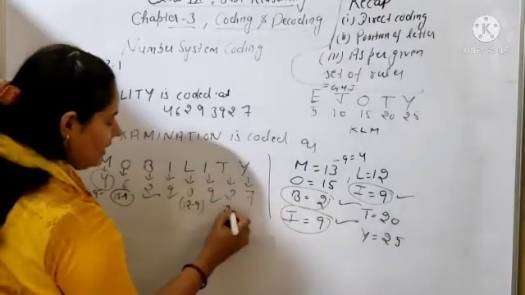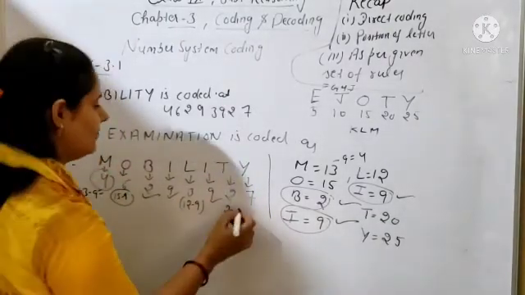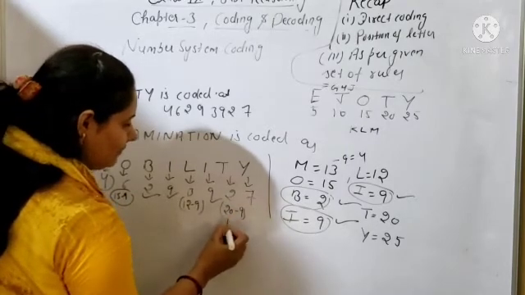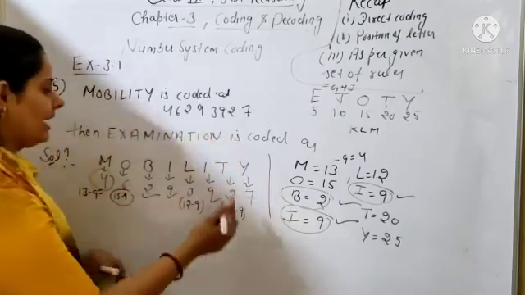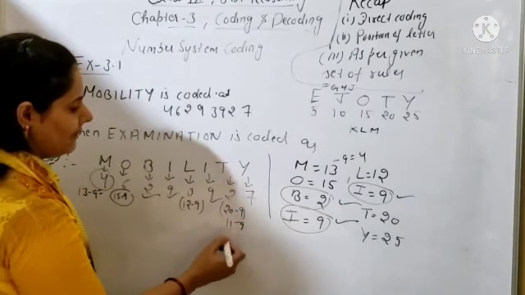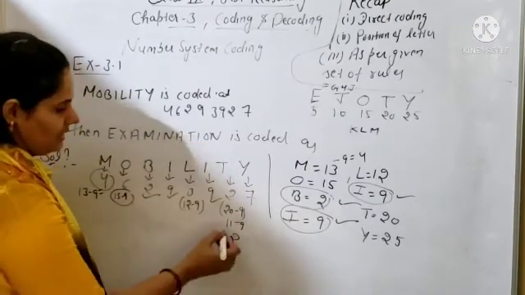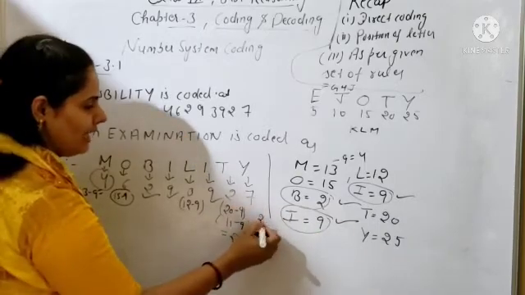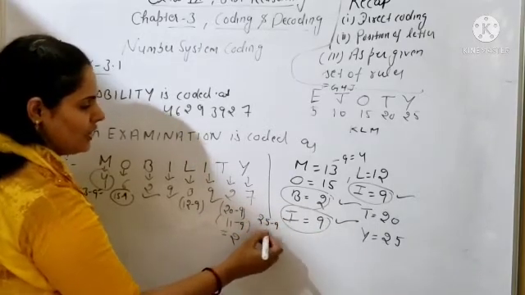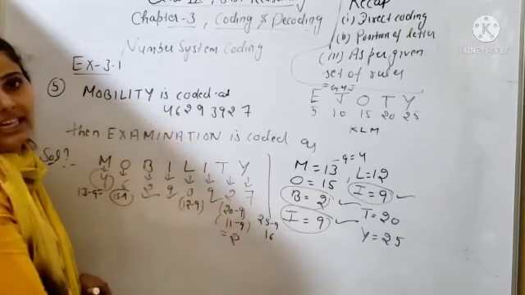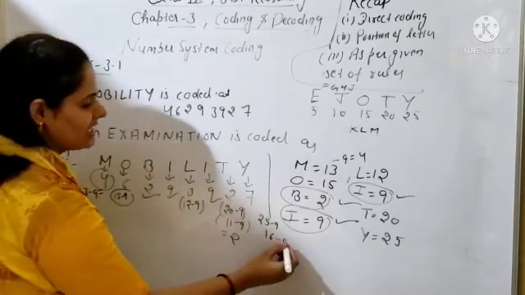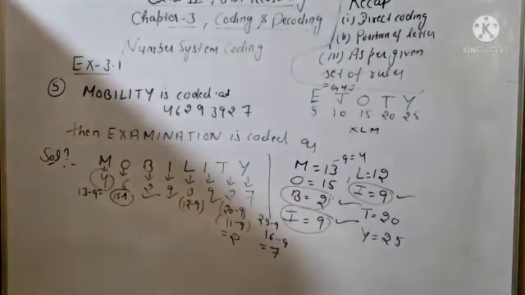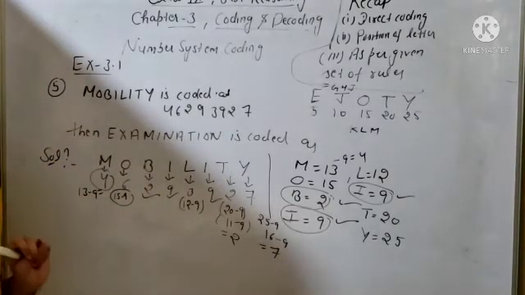T is 20, so 20 is a 2-digit number, so you will subtract 9. Clear? So you will get 11 here, but again you are getting 2 digits, so again you will subtract 9. So 11 minus 9 you will get the answer 2. Is it clear? 11 minus 9, 2. Y position is 25, so 25 minus 9 you will get 16, but 16 again is a 2-digit number, so again you will subtract 9. So 16 minus 9 you will get the answer 7. Clear all of you? So like that you are applying this rule here.